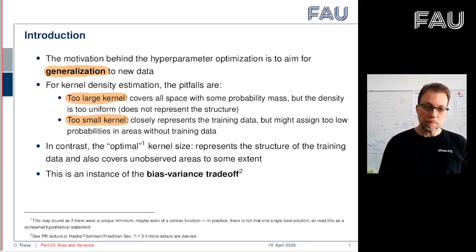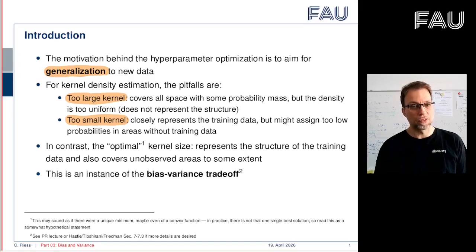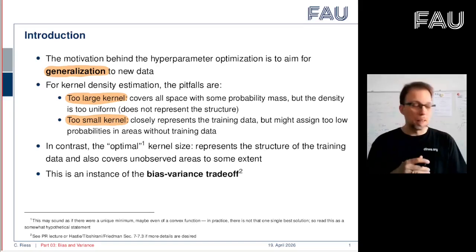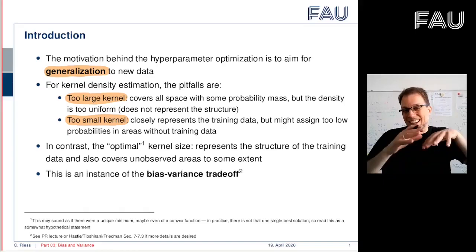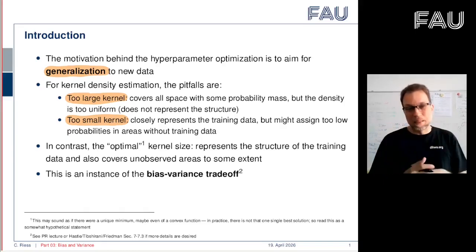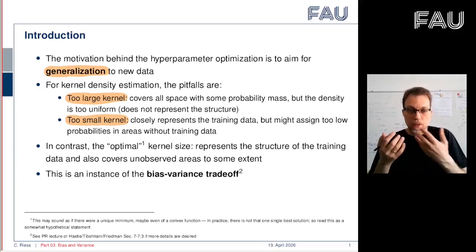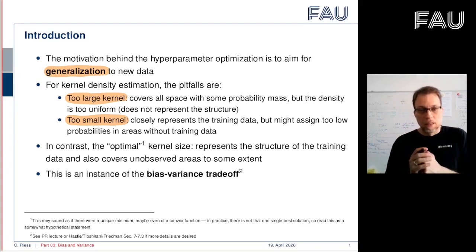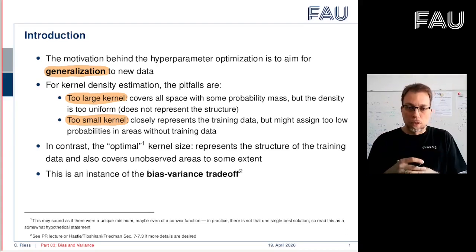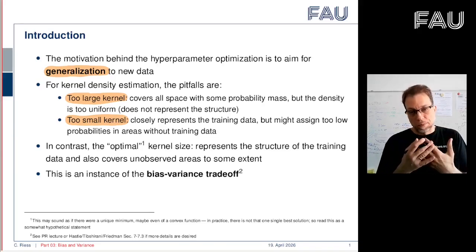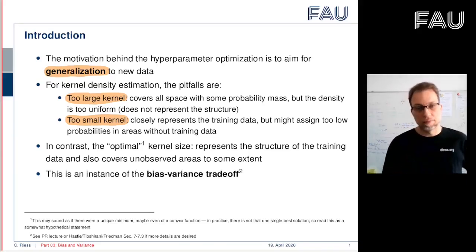And if there is such a thing as the optimal kernel size, which is, of course, a bit of a naive assumption, an assumption that you can fully explain the world and model it mathematically and so on. Nevertheless, the optimal kernel size would represent the structure of the training data, and therefore would also offer an optimal prediction for unobserved data.